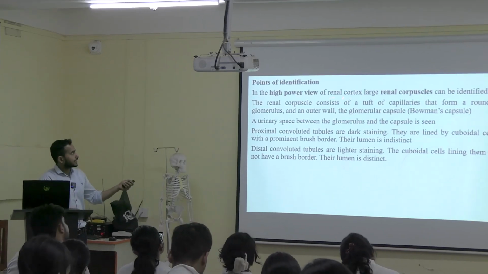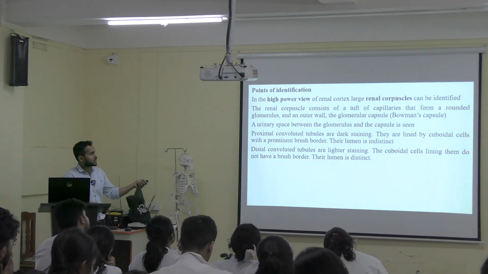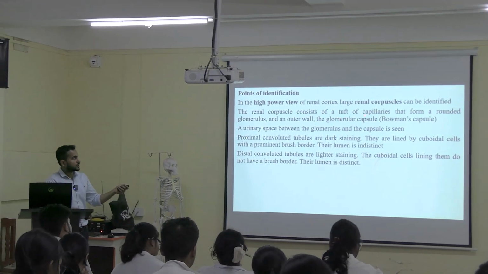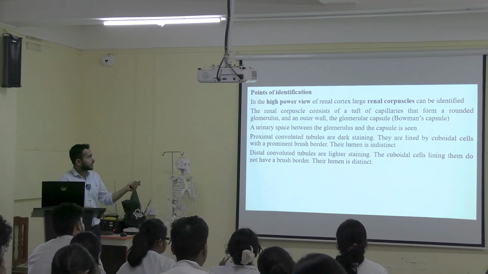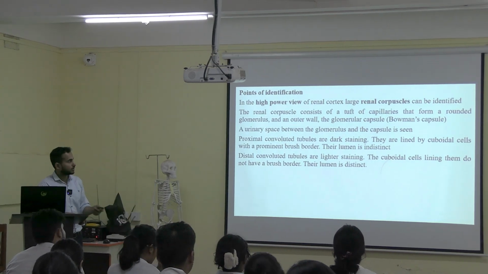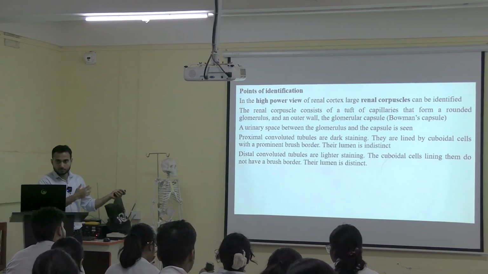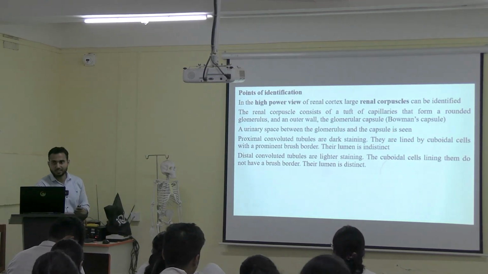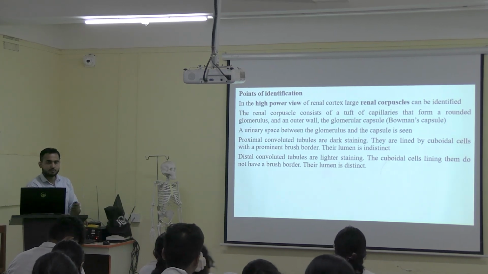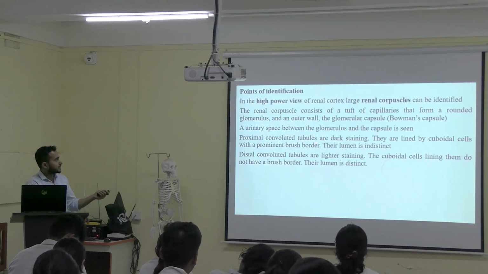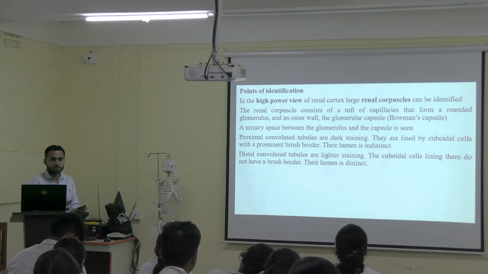Next, if you see the high power renal cortex, large renal corpuscles can be identified, okay, which we have seen just now. The renal corpuscles consist of a tuft of capillaries that form a rounded glomerulus, and the outer wall, the glomerular capsule, is called Bowman's capsule. Next, the urinary space. I have shown you the urinary space, between the glomerulus and the capsule. Mainly, in order to see the urinary space we need high magnification.